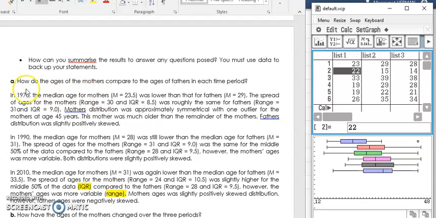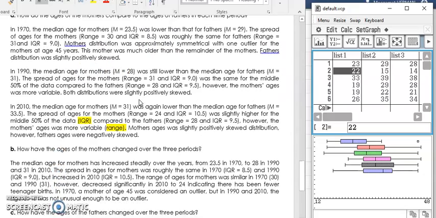So I did that for 1970. Again, I did it for 1990, and then again 2010. And you'll notice that the template was all pretty much the same. And that's all I did for question A. How do the ages of the mothers compare to the ages of the fathers in each time period? You can go ahead and again read this, copy it down or print it out. And that's how you tackle question A.